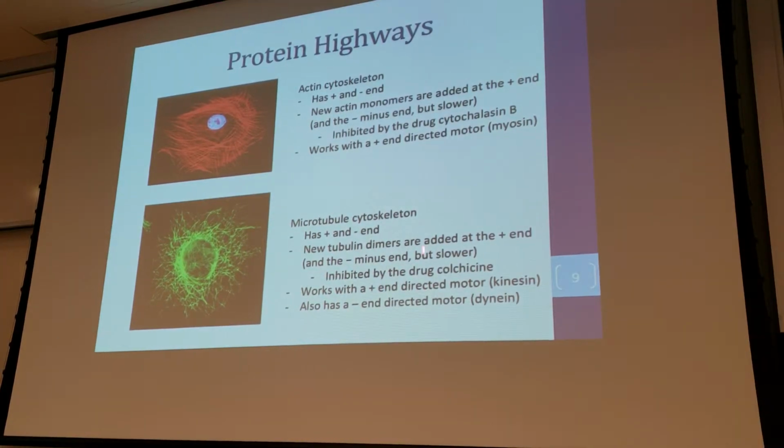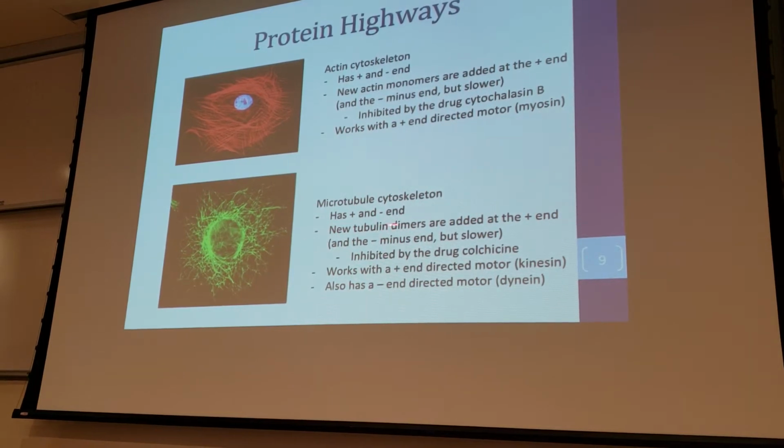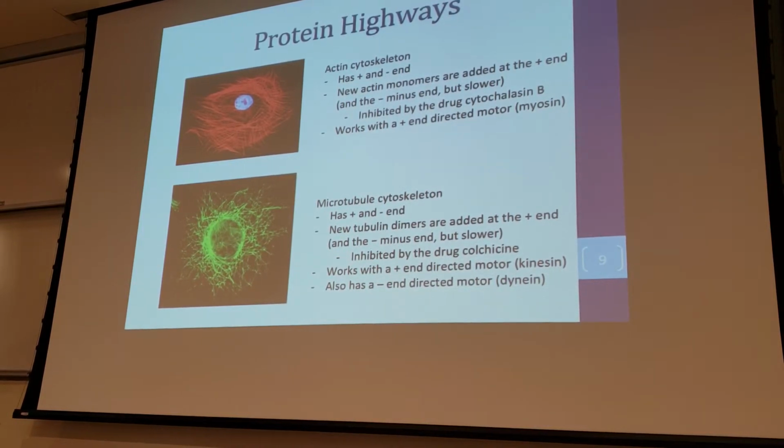The microtubule skeleton similarly has a plus end and a minus end. There too, new dimers are preferably added to the plus end, and this cytoskeleton protein is inhibited by the drug colchicine. So that would disrupt the formation of those polymers. You would end up with more monomers. This one has two different kinds of motor proteins associated with it. One that goes to the plus end and one that goes to the minus end.